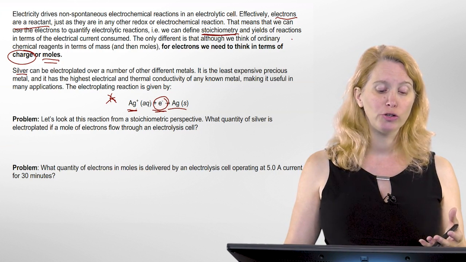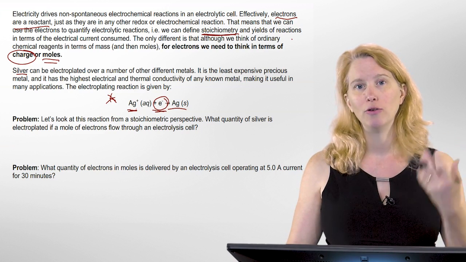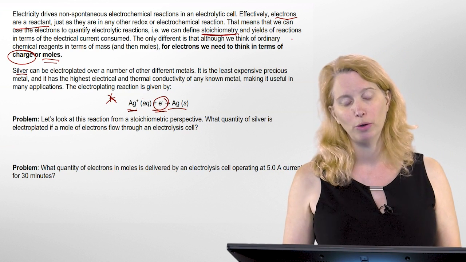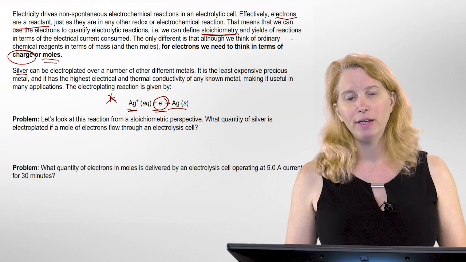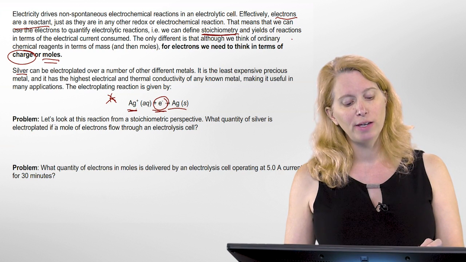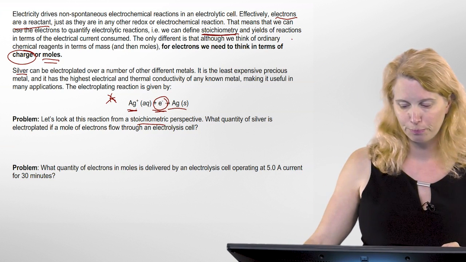Silver is commonly used because it's the cheapest of the precious metals. So it looks nice, it's unreactive, but it's still relatively inexpensive. It's a lot cheaper to coat something with silver than it is with gold or palladium. What I'd like to do in the next few minutes is to look at this reaction from a stoichiometric perspective.